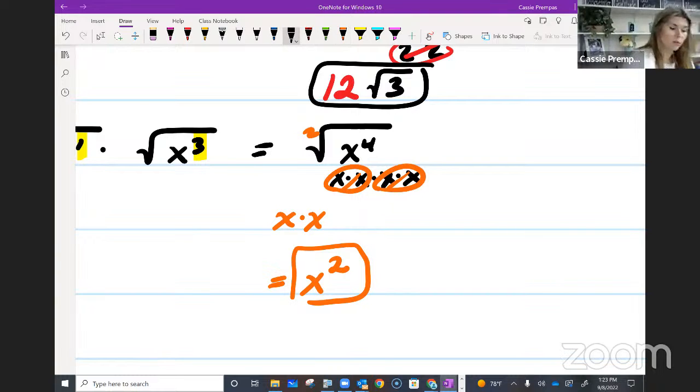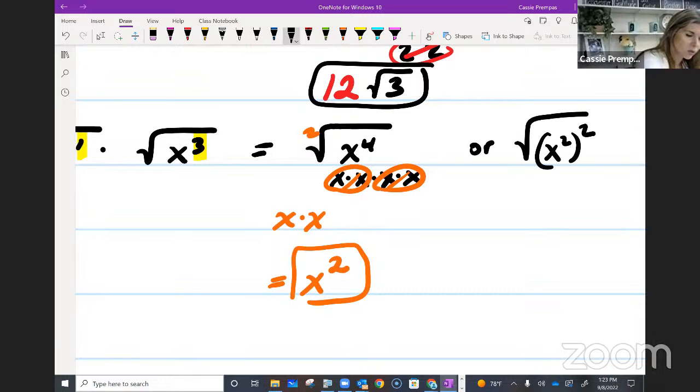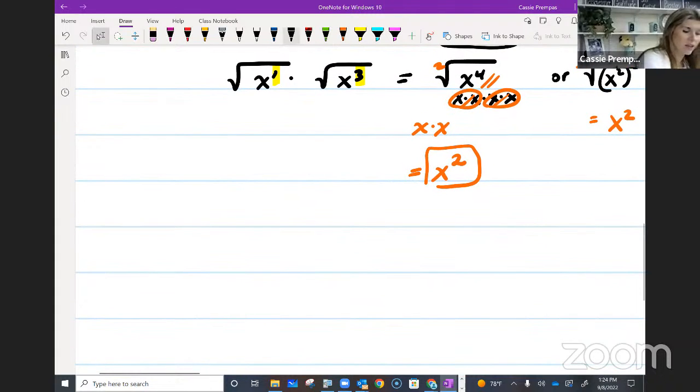Again, if you're a perfect square type person, you could have said x to the fourth is really x squared squared. So it is a perfect square. And so I could just go ahead and take that square root and call it x squared. Either way, you need x squared. Let's do one more advanced example, and then you can go ahead and fly through the quizzes.